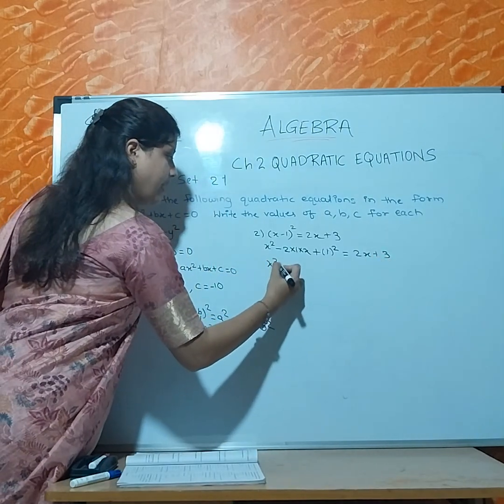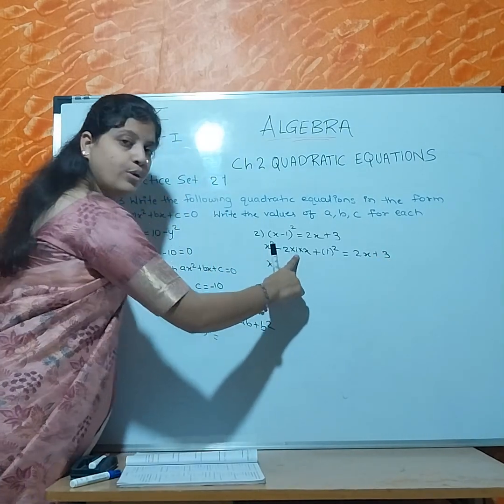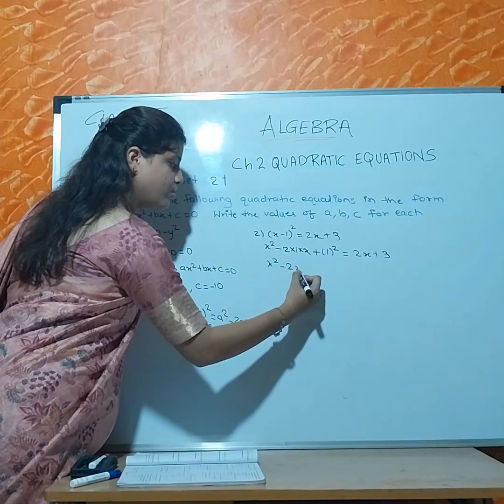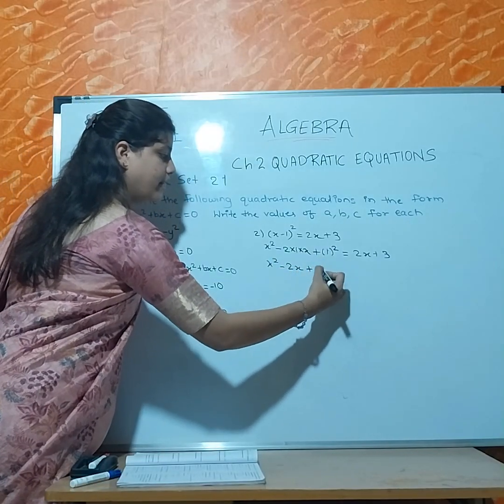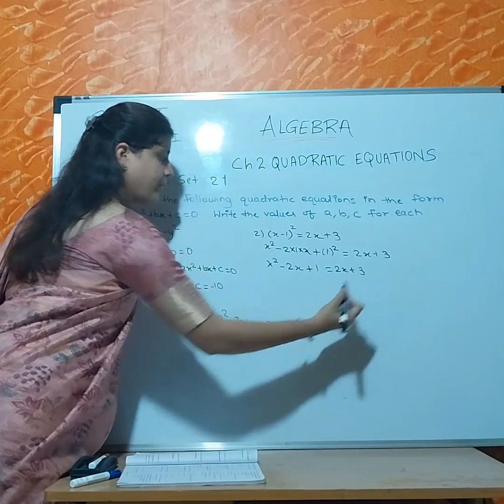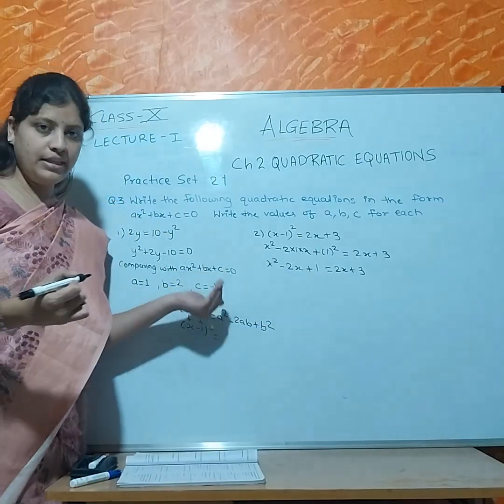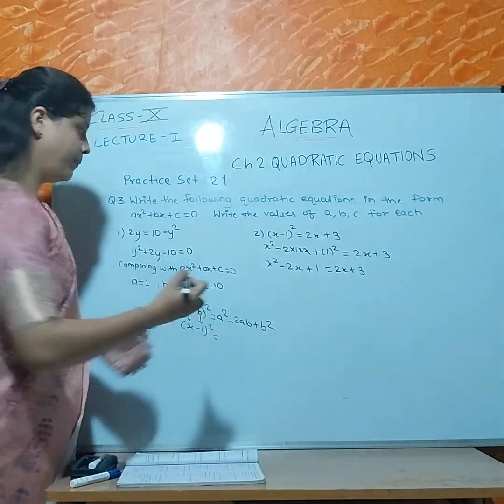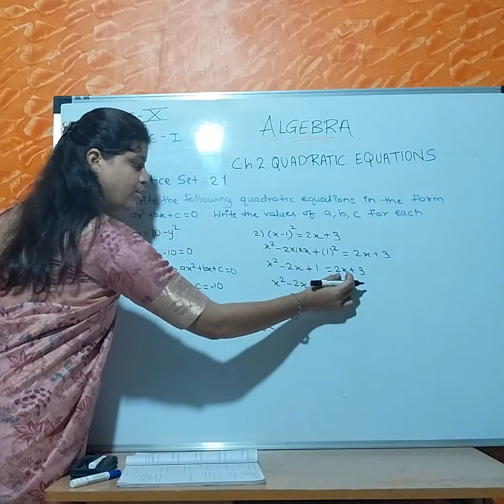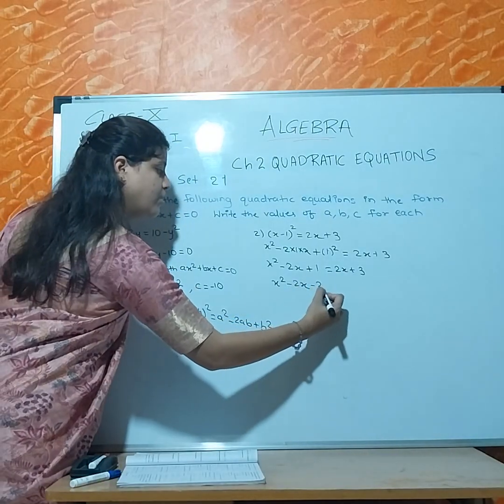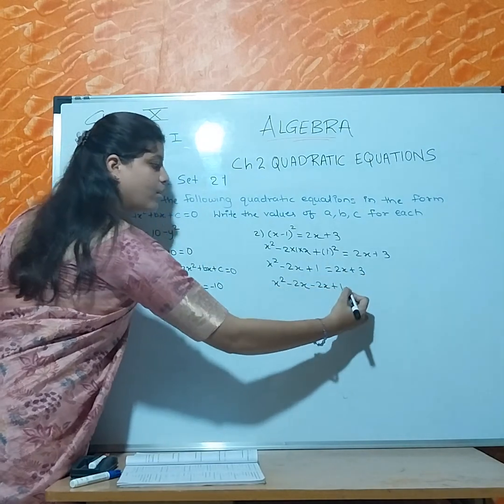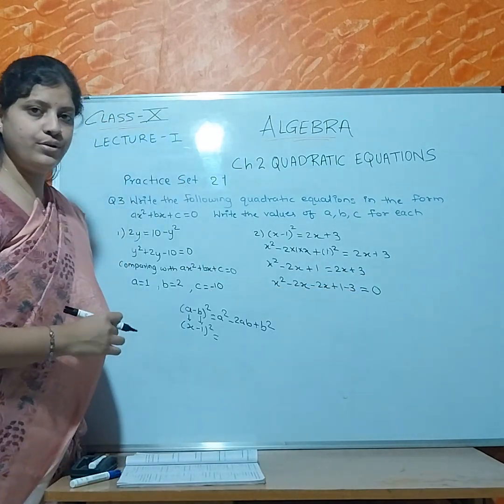Now x square minus 2 into 1 into x, 2x. x square minus 2x plus 1 square is 1, that is equal to 2x plus 3. Now we will take both these values this side to get the required equation. So x square minus 2x, this plus 2x here it goes minus 2x, plus 1 as it is, and this plus 3 here it goes minus 3, is equal to 0.